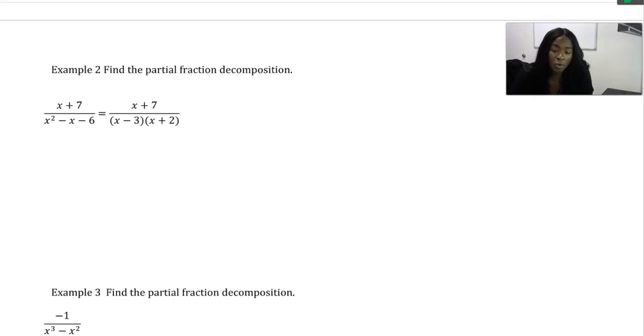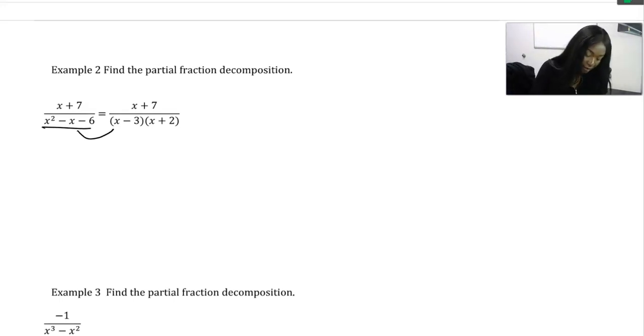This is much more like a problem that you could expect to see on a test, because this problem only has two linear factors in its denominator. So first, let's go ahead and get it set up. Notice that I went ahead and factored that denominator for you. We have linear factors, nothing is repeated. We're going to stick an A over the x minus 3 and a B over the x plus 2.